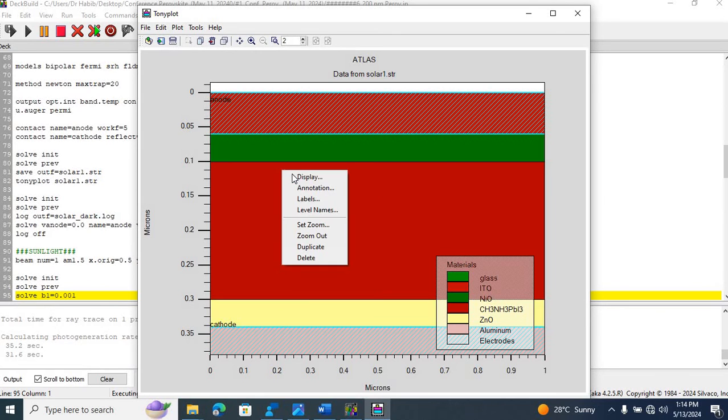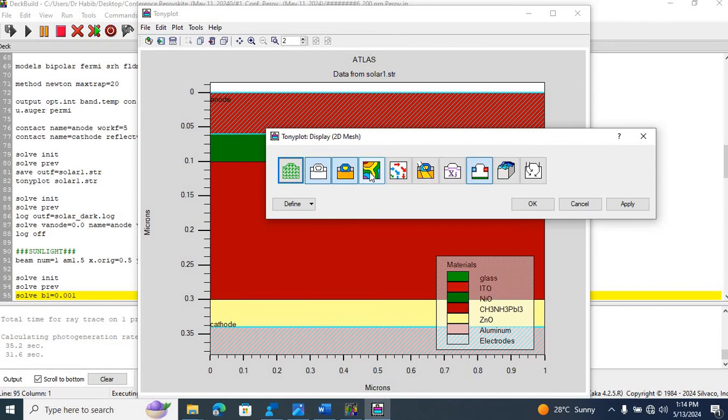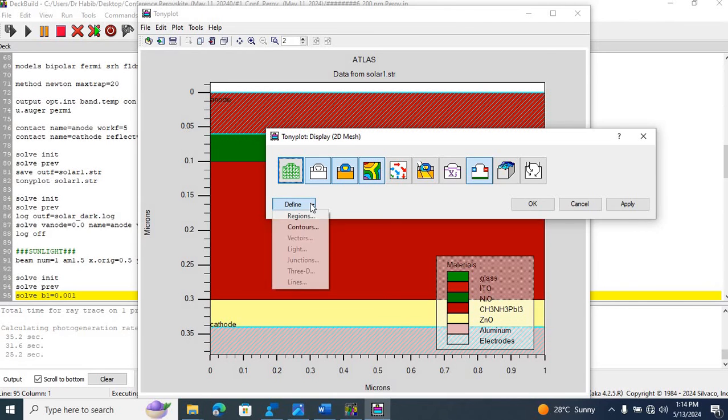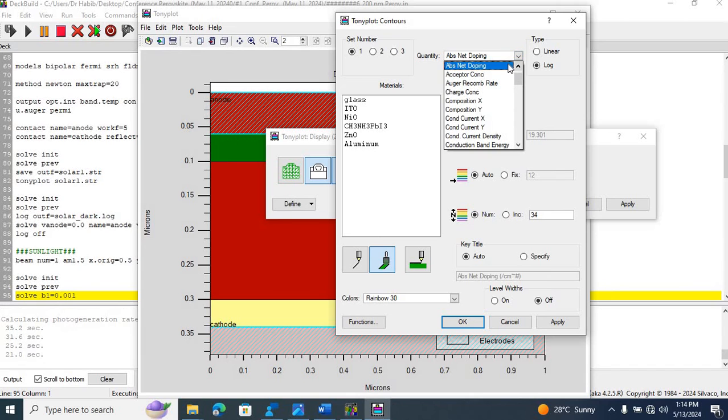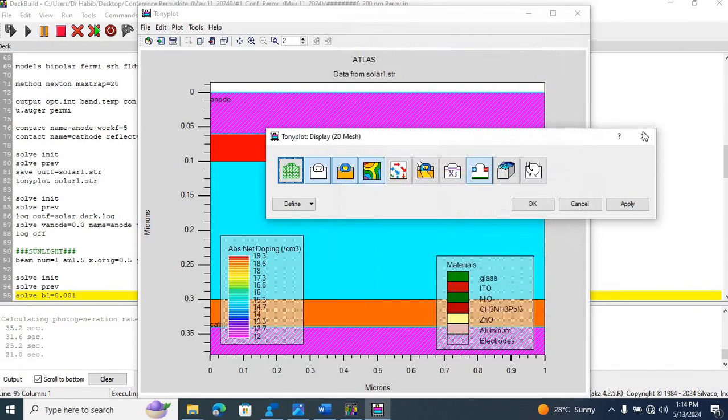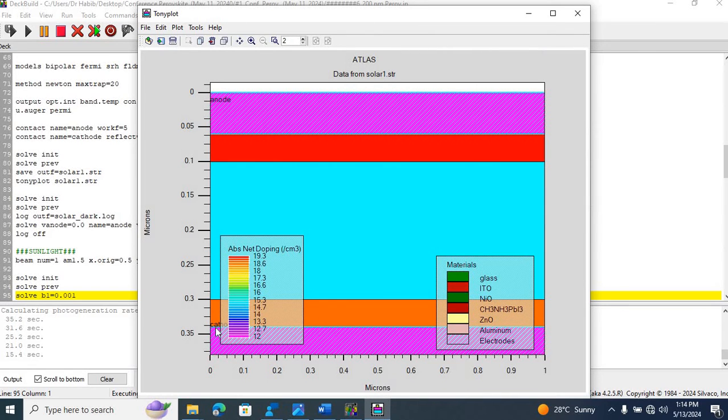Similarly, if I go to display and click on contours, we go to define contours, and we can look at the absolute net doping across the structure. So here is the reference chart. As you can see, the dopings are high in the zinc oxide and in the nickel oxide. This is the nickel oxide layer, and also the zinc oxide layer.